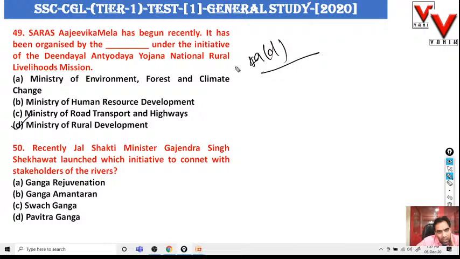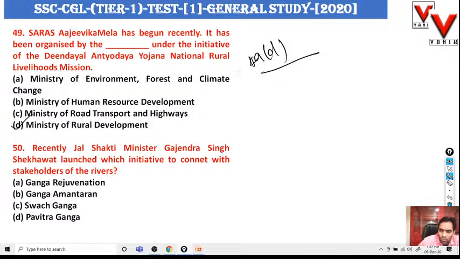So Saras Ajivika Mela has begun recently. That was the initiative of the Ministry of Rural Development under the Deen Dayal Antyodaya Yojana National Rural Livelihood Mission.